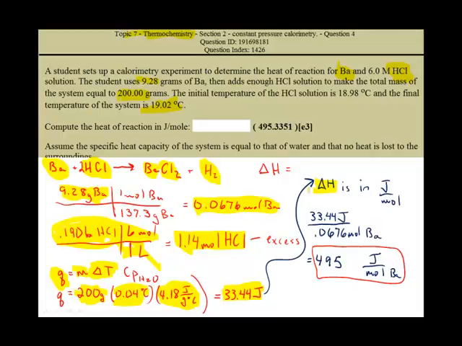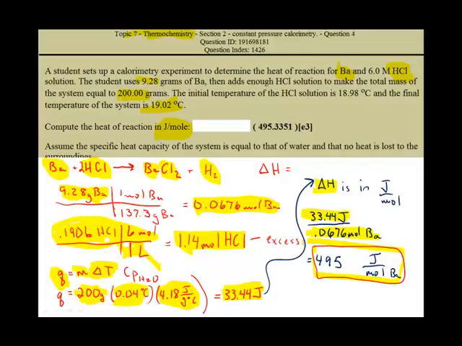So the rest of the question is very easy. We know how many joules we have. We know how many moles of barium we have. We know that they're looking for the answer in joules per mole, by the way, and so we do the math and calculate that 495 joules per mole of barium, 495 joules per mole were transferred in this reaction.